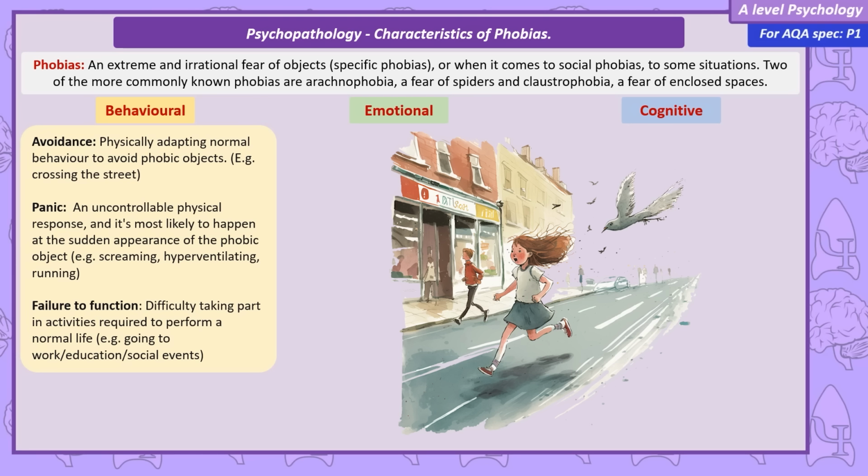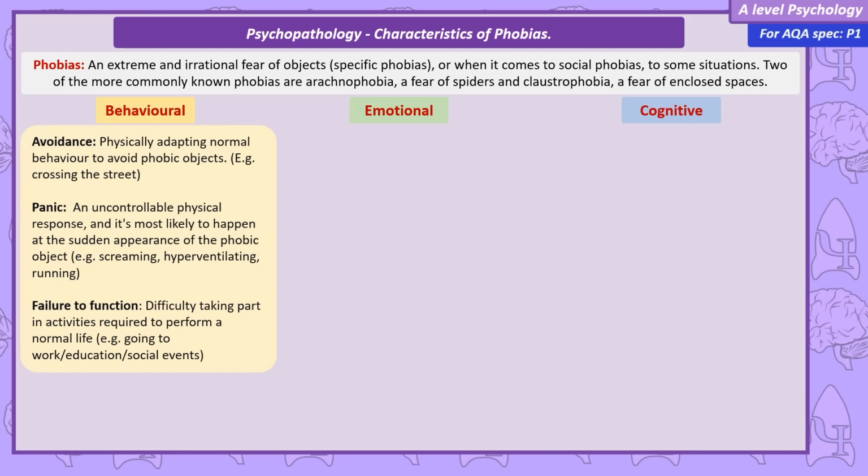One other behavioural characteristic might be a generalised failure to function. We expect people to carry out normal behaviours as part of day-to-day life. But if you've got a serious phobia, you might not be able to engage in the world in the way that most people do. For example, avoiding socialising outside if you're afraid of bees. Or you might find it difficult to hold down employment because you avoid going to work, especially if your phobic object is something that could be encountered at work.